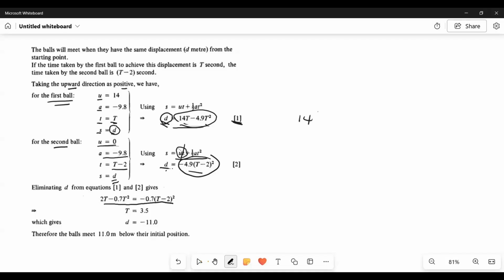Let's write it: 14T minus 4.9T squared, I should be using capital T, is equal to negative 4.9 (T minus 2) squared, right? So we've got to solve that, and that's quite a bit of work. But let's see. Remember, this writer thinks that you know a lot of mathematics, so they just jump to the solution here. So let's see if we can do that here. I'm thinking if I can take out.